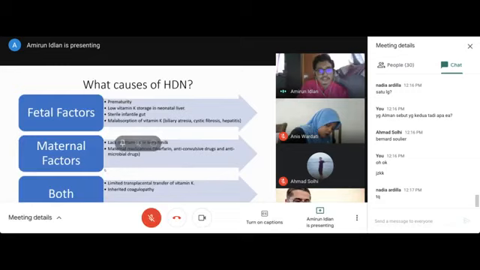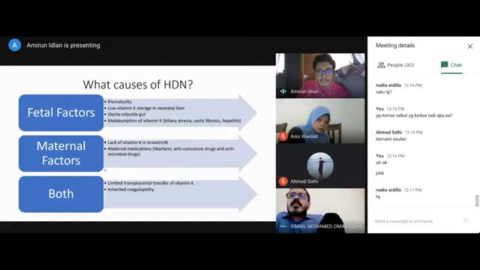Another factor, mostly in late onset, is malabsorption of vitamin K, for example biliary atresia, cystic fibrosis, and hepatitis. For maternal factors, exclusive breastfeeding is also a disadvantage because of the lack of vitamin K. However, this can be countered by giving vitamin K prophylaxis later. Then maternal medications, like I said before, warfarin, some anticonvulsant drugs such as carbamazepine, and antimicrobial drugs. Most important is anti-TB, rifampicin.